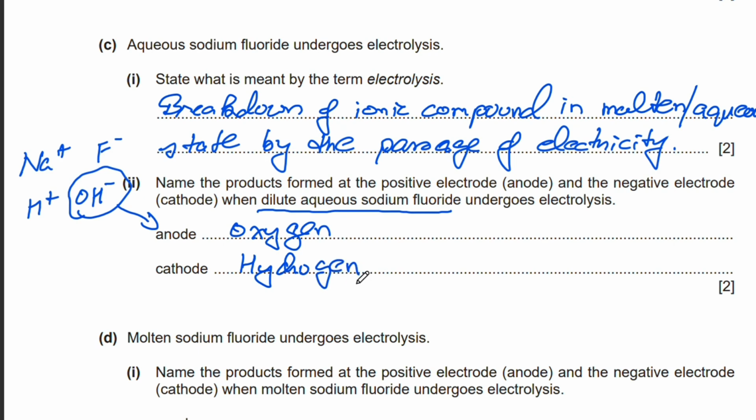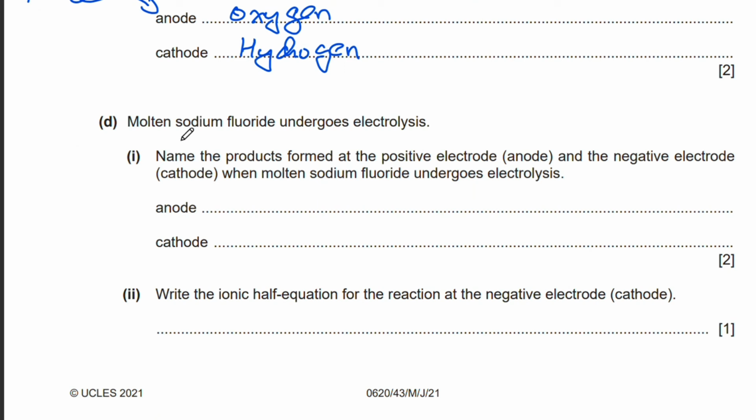Go to the next question. Now molten sodium fluoride undergoes electrolysis. Name the product formed at the positive electrode (anode) and the negative electrode (cathode) when molten sodium fluoride undergoes electrolysis. Now it is just molten sodium fluoride. So first of all, we should know what the ions present are. Na+ and F- are the only ions present. So the anode is the positive one, so F- will go towards it. Over here this will be fluorine, and at cathode that will be sodium.